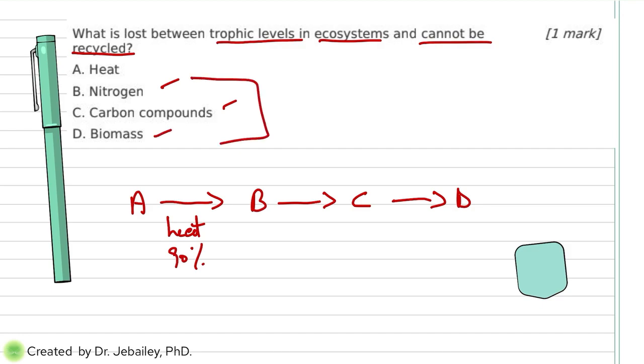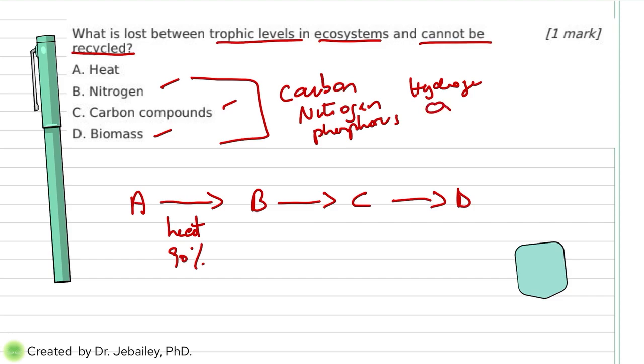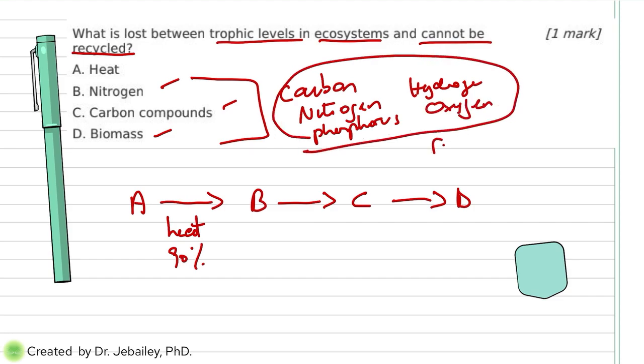So these 3 are basically saying all the carbon, the nitrogen, the phosphorus, and we can keep on saying hydrogen and oxygen. I can keep going. All of these elements are recycled. They're always being recycled in between what?